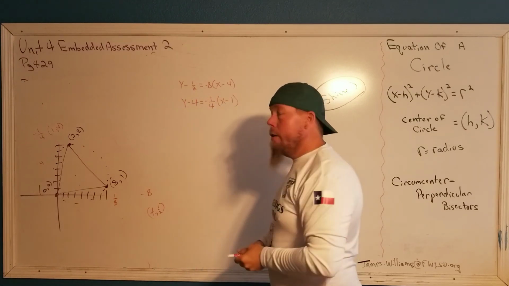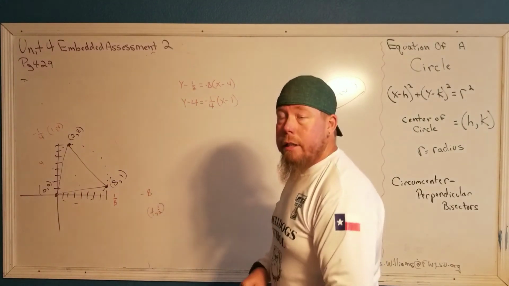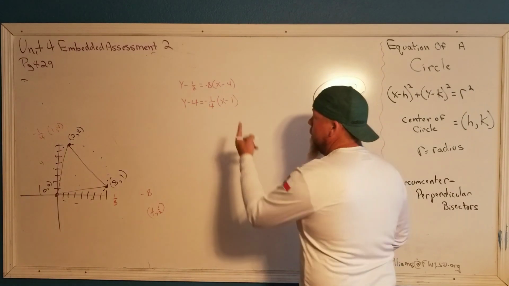Okay? Now, I'm going to solve both of those for y, then set them equal to each other. And that's going to give me where they cross, and that's going to give you my circumcenter. Okay, again, like I said, this is kind of the quick and dirty method. So I'm going to solve both of these for y.